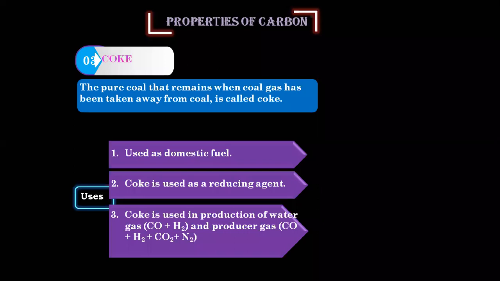Definitely. So coke is used in the production of two types of gases. One is water gas, the other one is producer gas. Water gas is CO plus H2 and producer gas is CO plus H2, along with carbon dioxide plus nitrogen. So keep these things in mind. The uses of coke can be asked in the exam as it is there in our textbook.